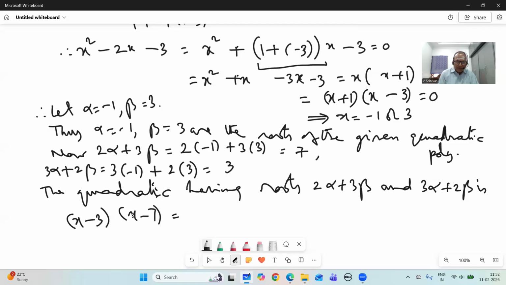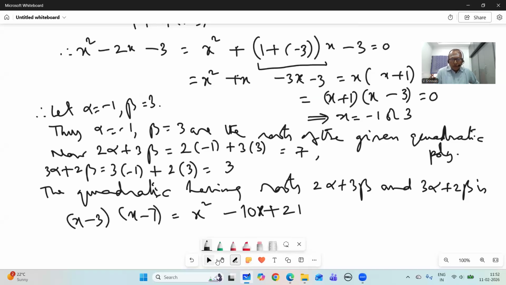So expand this. X into x is x square, minus 3x minus 7x is minus 10x, and then minus 3 into minus 7 is plus 21. So this is the required quadratic.